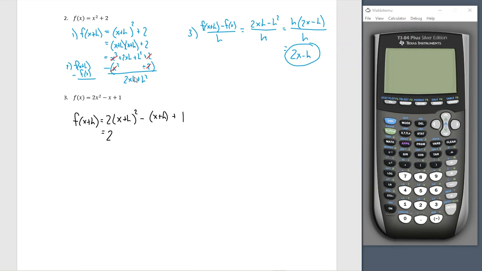Remember, x plus h squared, you have to multiply it by itself. This will be x squared plus 2xh plus h squared. I'm going to distribute my negative. Now I'm going to distribute my 2. 2x squared plus 4xh plus 2h squared minus x minus h plus 1. All right, that one has a lot of terms, but that's all right.